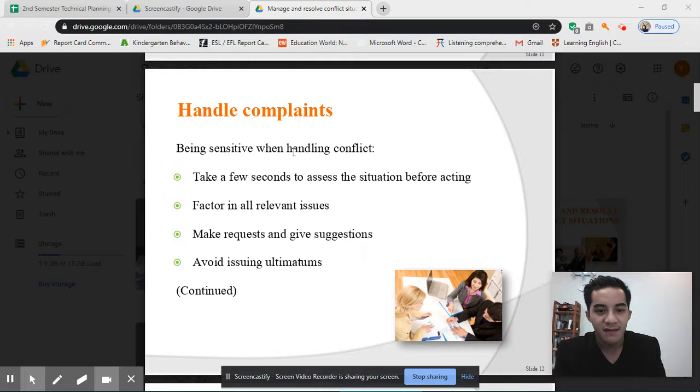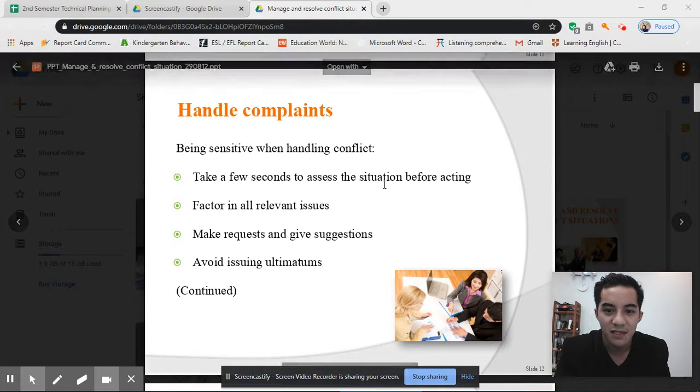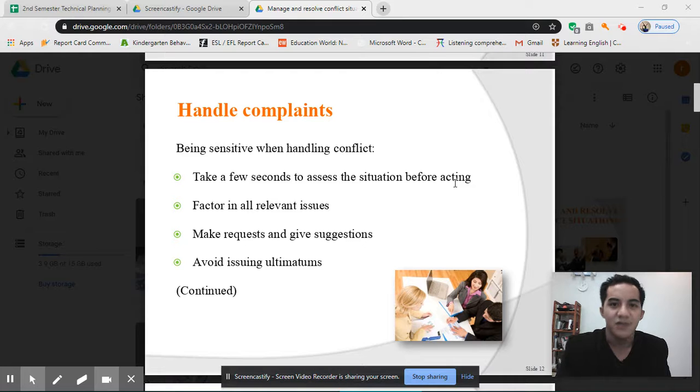So, being sensitive when handling conflict. We talk about being sensitive when working in socially diverse settings. Being sensitive is about your empathy, or how you feel about the situation. Take a few seconds to assess the situation before acting. So you assess first. You hear both sides, or you hear the complaint. Then take a few seconds to think of what you can do. Before you act, don't just immediately say something when someone says that.